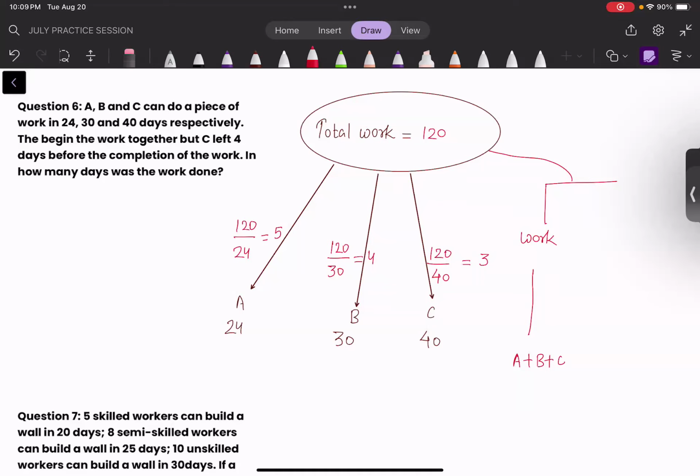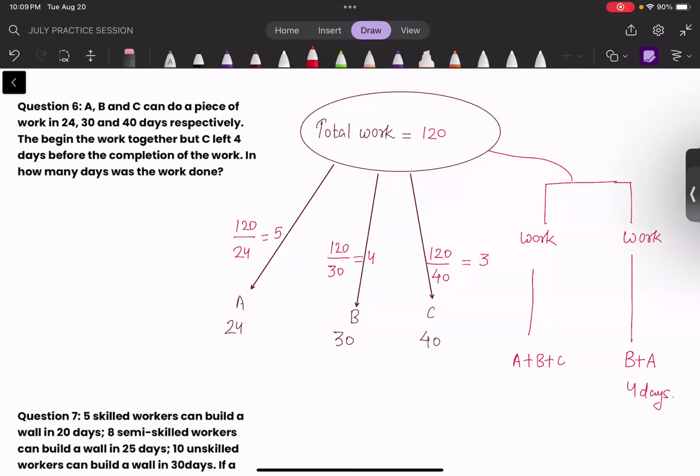So can I say in the last 4 days, only B and C were present. Sorry, B and A were present. C was not present last 4 days. Is this point clear? Yes. Now the question is nearly done.